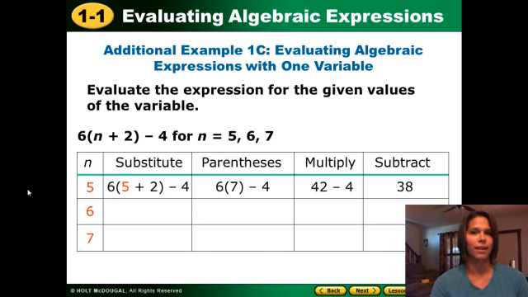Go ahead and try the next ones. First step, substituting. Solve your parentheses. Go ahead and multiply. And your final step, subtract. I urge you to pause the video at this point and try the last one on your own before turning it back on to check your work and answer.